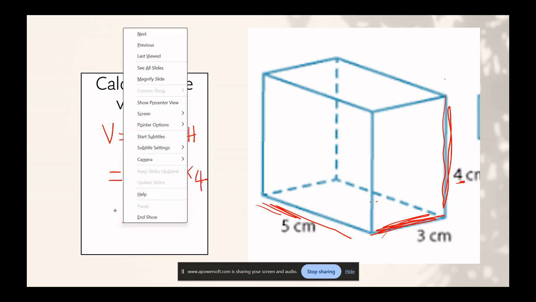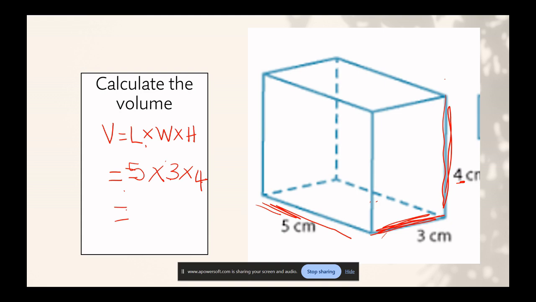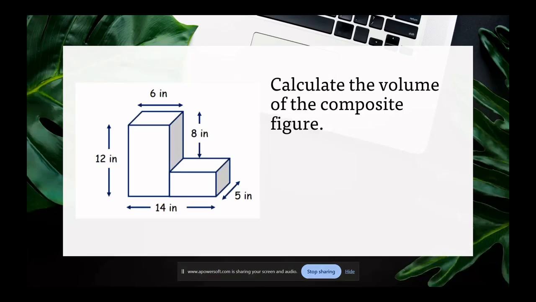And then I will multiply. What is 5 times 3? 5 times 3 is 15. And 15 times 4 is 60. But I don't just leave it there. I will say 60 cubic centimeters because my unit of measurement in this case is given to me as centimeters. So when I work out volume, it will be cubic centimeters.